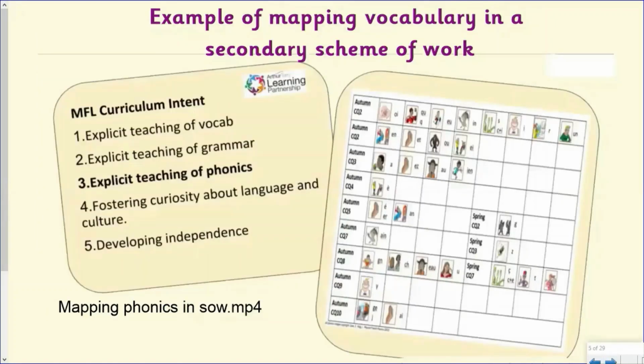If you're working in secondary, I'm going to show you a video now made by Tracy Williams, who is responsible for the MFL provision across ATLP, which is a multi-academy trust in the West Midlands, which includes 5 secondary schools.